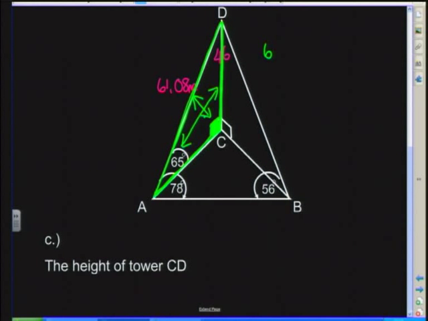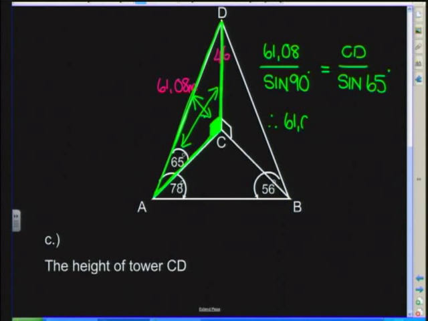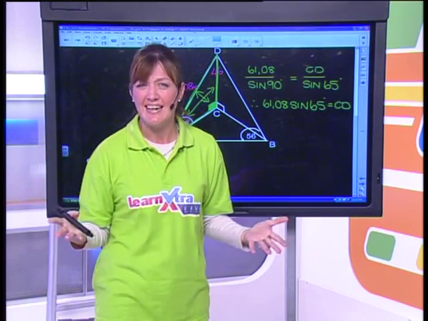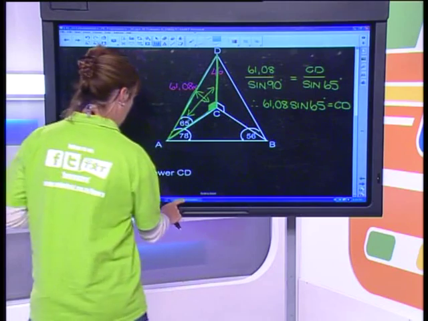So therefore, we're going to say 61.08 over sine of 90. And if you all know your special angles, we'll know that sine of 90 is actually equal to 1. And it's equal to the length we're looking for, which is CD, over sine of the angle opposite CD, which is 65 degrees. So therefore I'm going to take 61.08 multiplied by sine of 65. And guys, I'm not going to put it over sine of 90 because I know that sine of 90 is actually equal to 1, so it's not necessary to put it over 1. And then we can type that into the calculator.